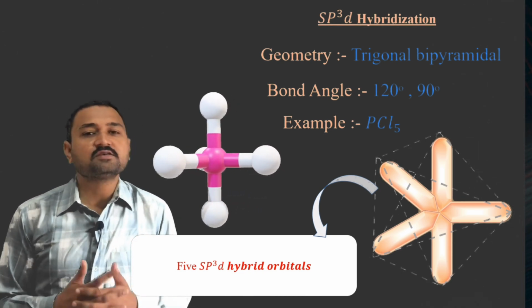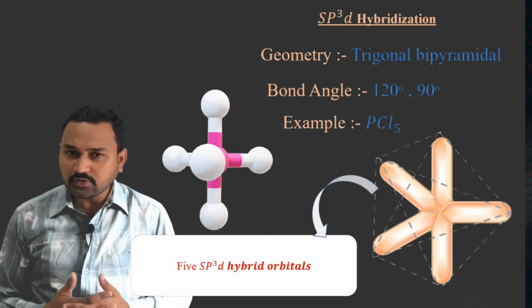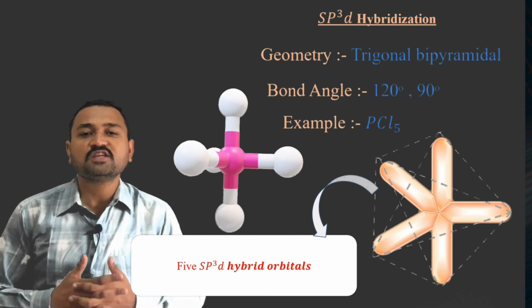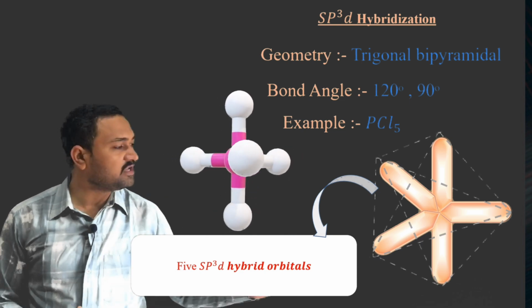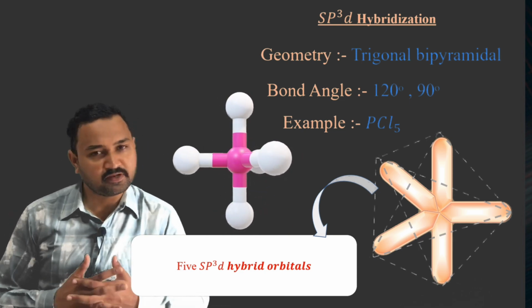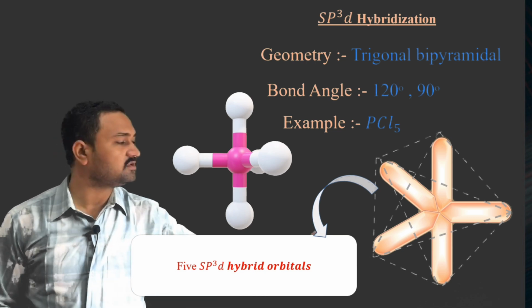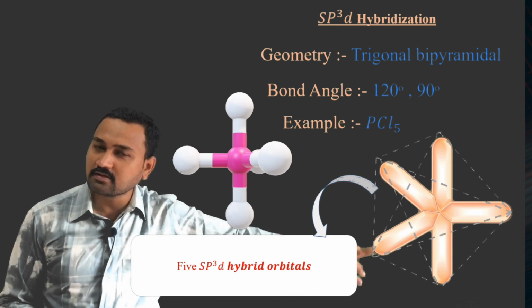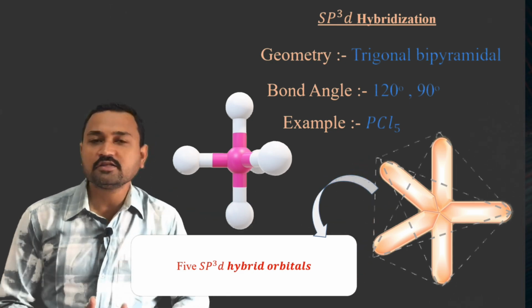An example is PCl5. Now here you can observe that the five sp3d hybrid orbitals are arranged in the trigonal bipyramidal manner, in which the three hybrid orbitals are in a plane. Two hybrid orbitals which are remaining will arrange themselves above and below that plane.